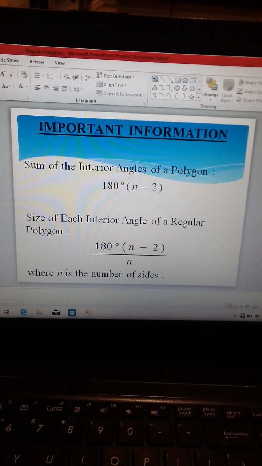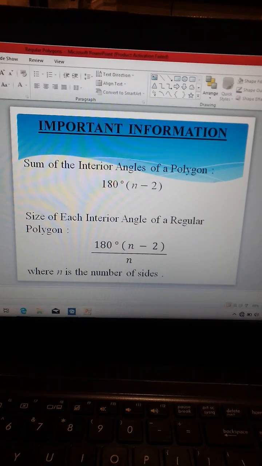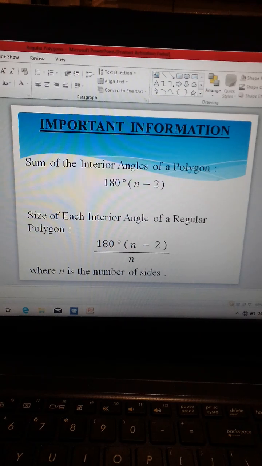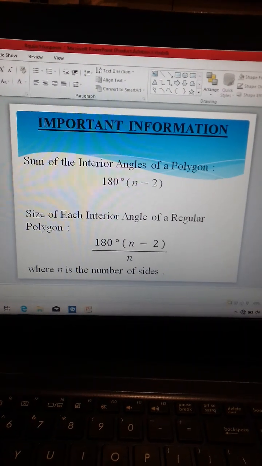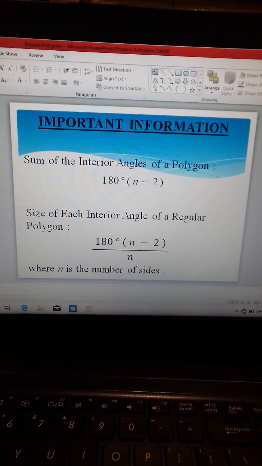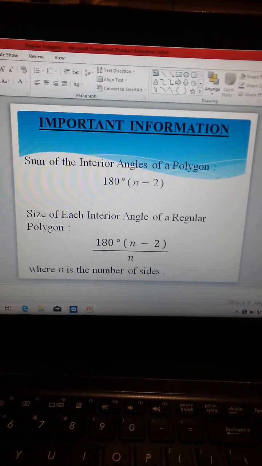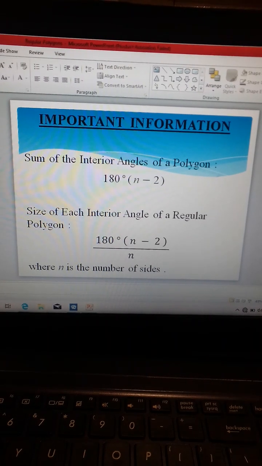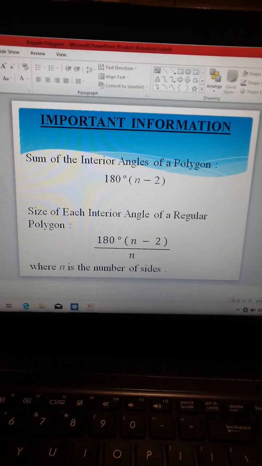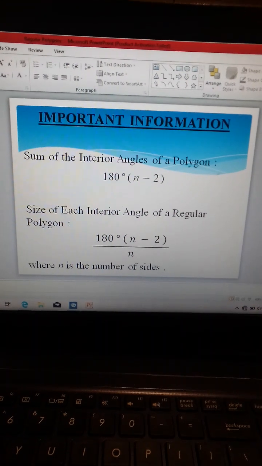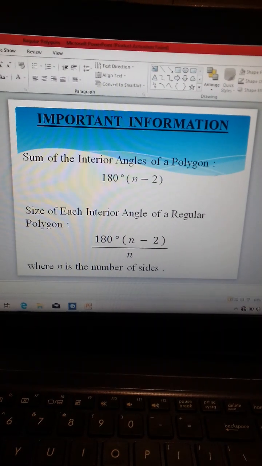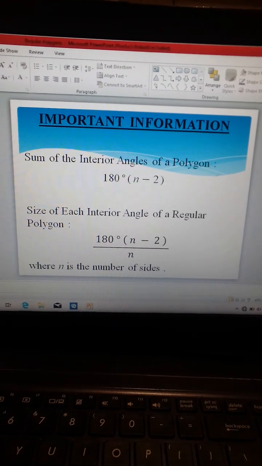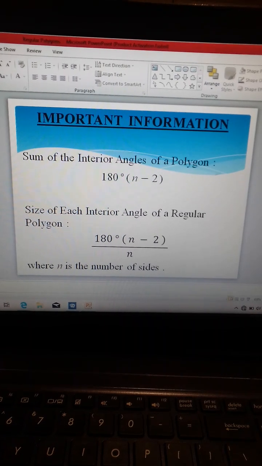Now when you're calculating the sum of the interior angles of a polygon, you use the formula: sum of angles is equal to 180 degrees times open bracket n minus 2 close bracket, where n is the number of sides of the polygon. If you are asked to calculate the size of each interior angle of a regular polygon, you use the formula: angle is equal to 180 degrees times open bracket n minus 2 close bracket all divided by n, where n is the number of sides.